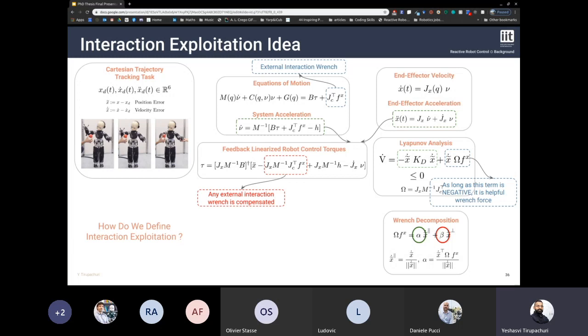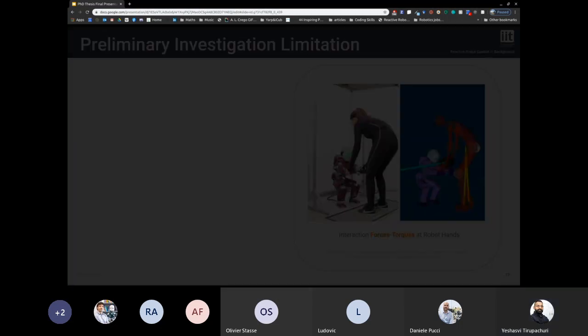But how we can exploit this is by updating the desired dynamics for the system based on the value of alpha. That is, when the alpha value is positive, we can completely compensate this interaction wrench because it is not helpful at all, so we are fine with the feedback linearized robot control torques. But when the value of alpha is negative, we can use this information as a desired dynamics, and the robot control torques will not compensate for this particular component of helpful interaction.